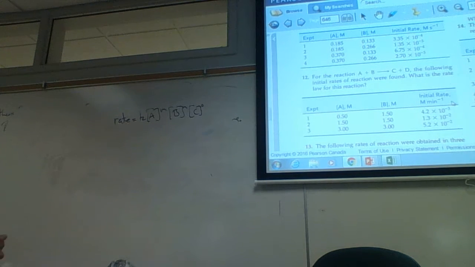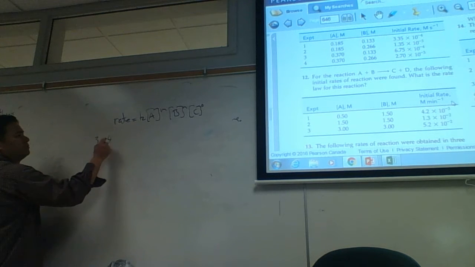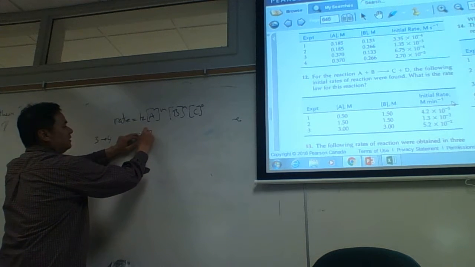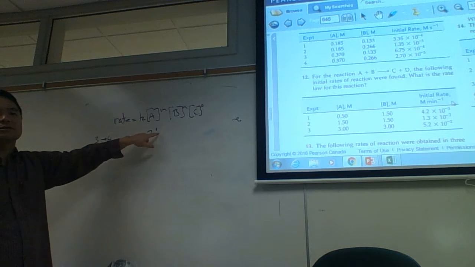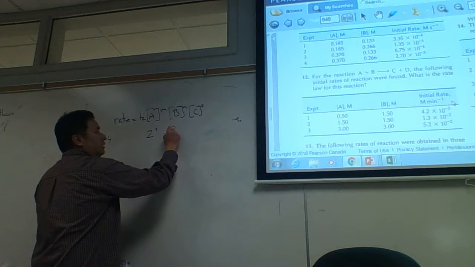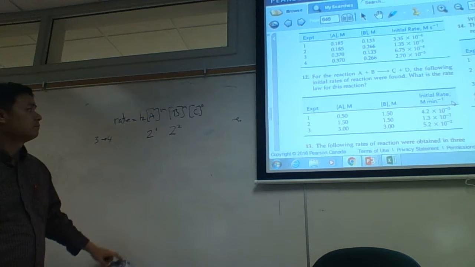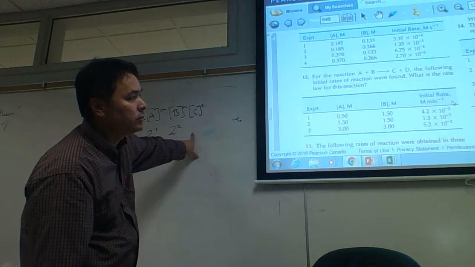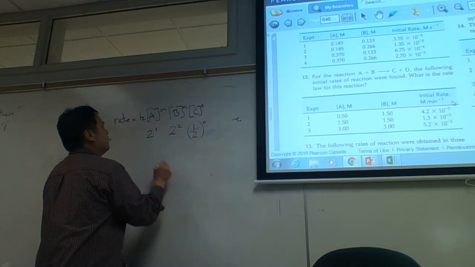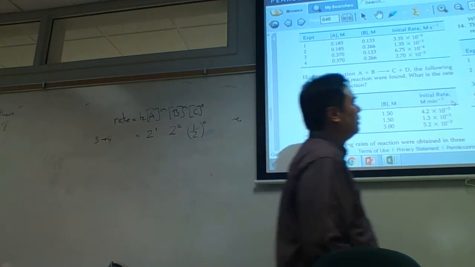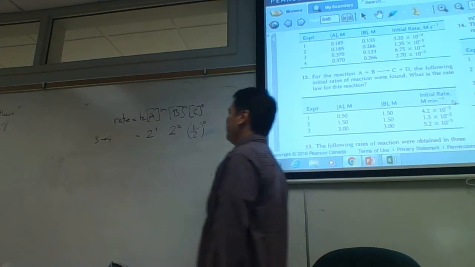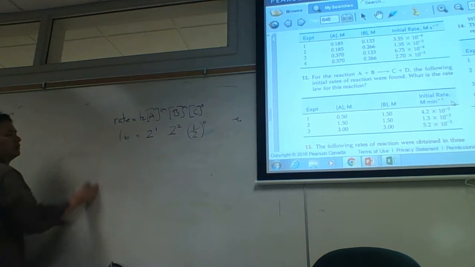So looking at 3 and 4, what's the difference between going from 3 to 4? Well, the difference is we're going to double A. If A doubles, it's first order in A, so it's just 2 to the first. And then we're going to double B, so this would be 2 to the second power. And then what are we doing with C? We're going to halve C, so this is going to be 1/2 to the o power. And the impact on the rate is a 16-fold increase in the rate from R3. And so this is going to be 16 times R3.